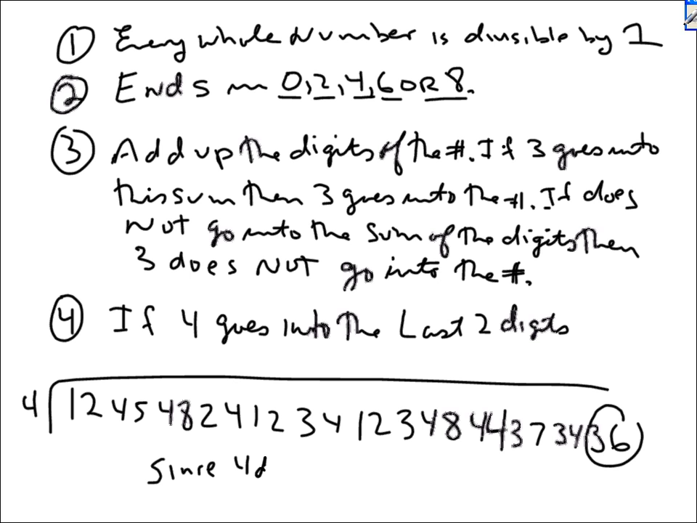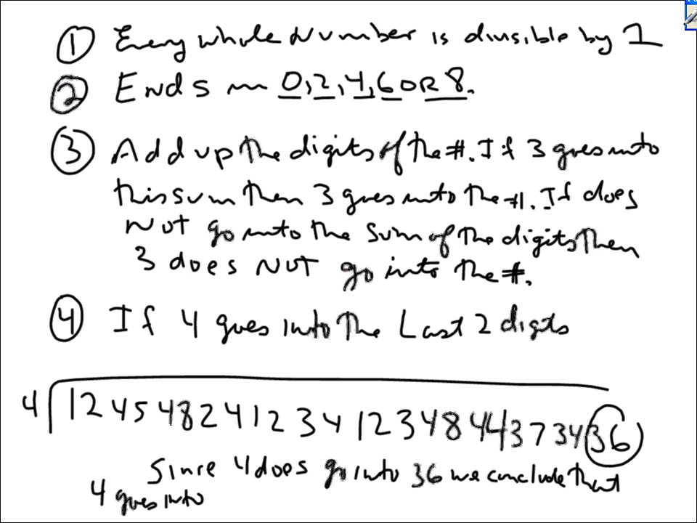Since 4 does go into 36 (4 times 9 is 36, so 4 goes into 36 nine times), we conclude that 4 goes into that original number, 1, 2, 4, 5, 4, 8, and so on, up to 3, 4, 3, 6.